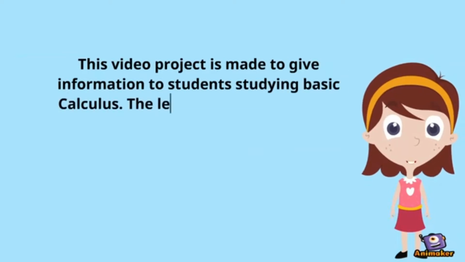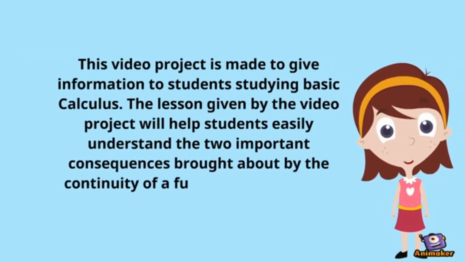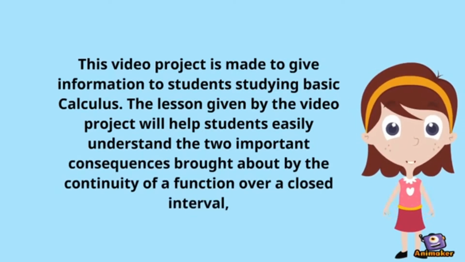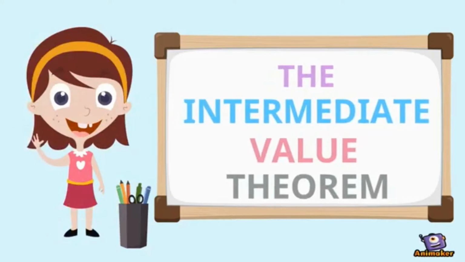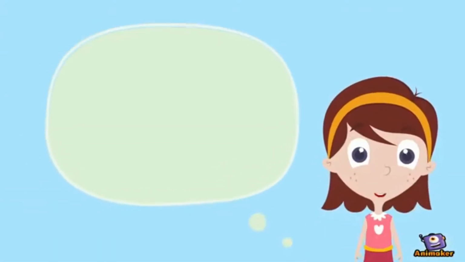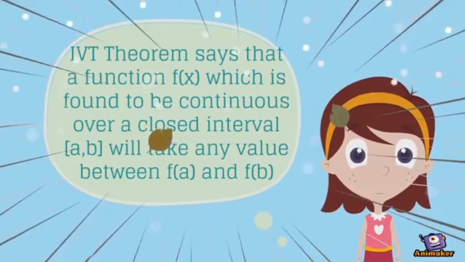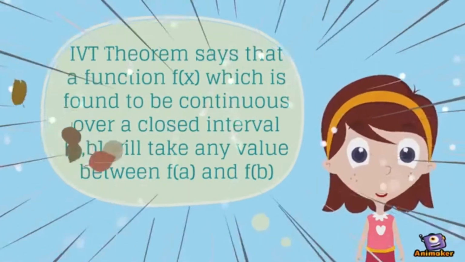This video project is made to give information to students studying basic calculus. The lesson given by the video project will help students easily understand the two important consequences brought about by the continuity of a function over a closed interval. The intermediate value theorem. It says that a function which is found to be continuous over a closed interval a to b will take any value between f of a and f of b.